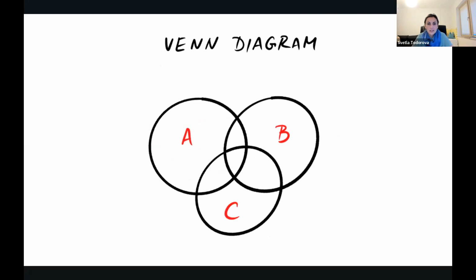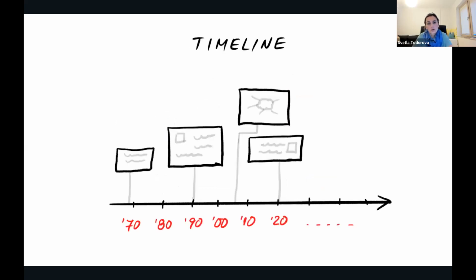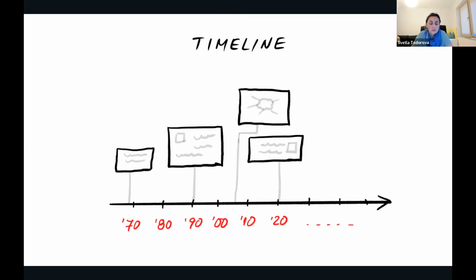Venn diagram, I think lots of us know it, especially mathematicians. Flow chart, it's a great way to illustrate different options for a process to flow. A timeline, we're all quite familiar with it. And yes, of course you can use all other types of frameworks.